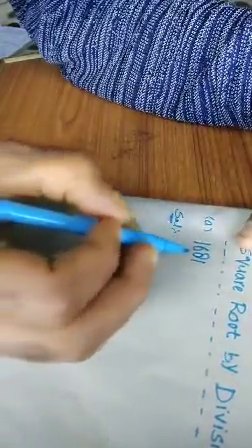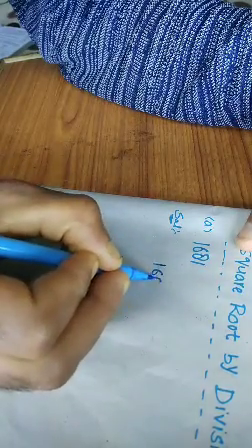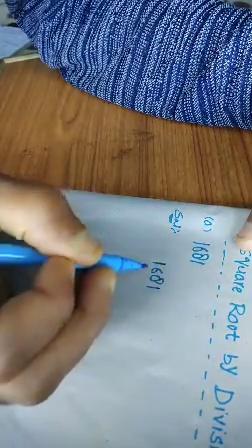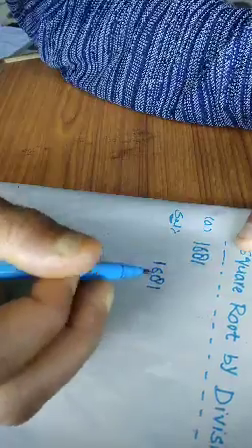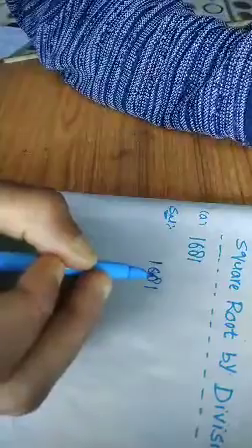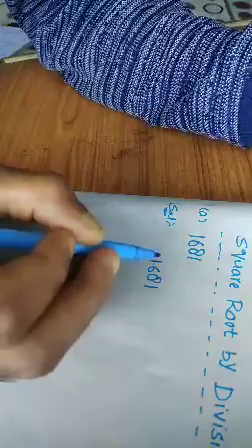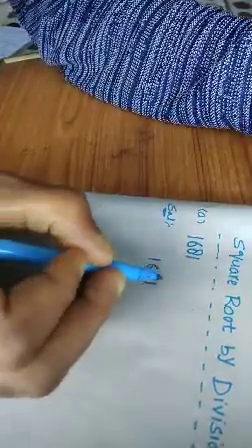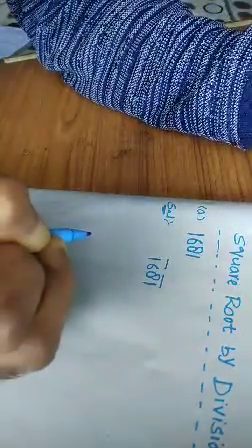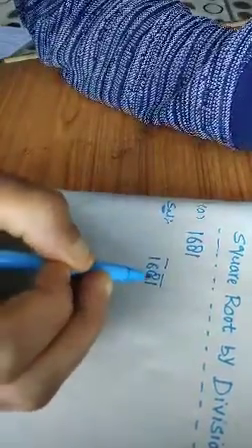First, what we do in this method, we write this number like this, and then we place bars in pairs on the digits of this number, starting from the ones place, like this. However, we also place a bar on a digit which does not form a pair.